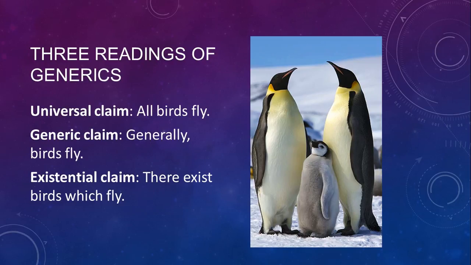Generally birds fly is saying something about most birds or many birds or something like that. It's not super clear exactly how many birds have to fly in order for that to be true, right? But it means that of the set of all birds, quite a few of them fly. There's the existential claim, that there exist some things like this. It only claims that there exists at least one bird that flies. So it's not the case that there are 0 flying birds. Yeah? Those are just the philosophical, logical names for those 3 different readings.